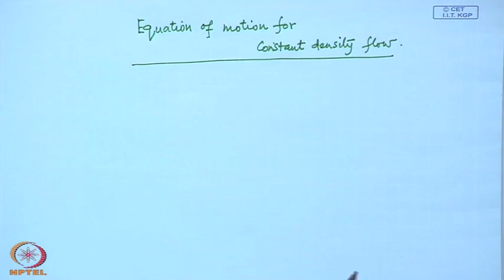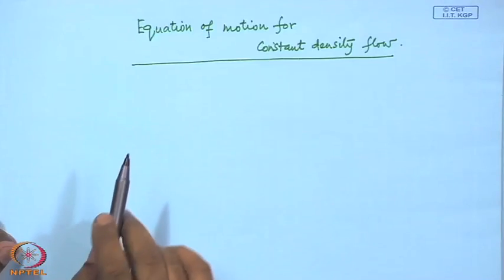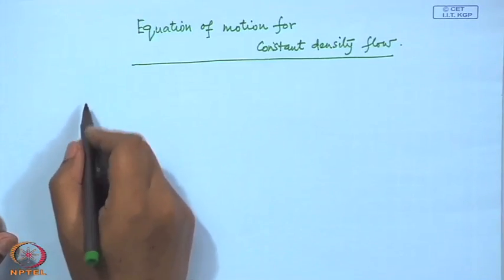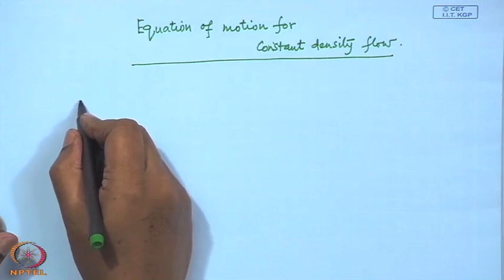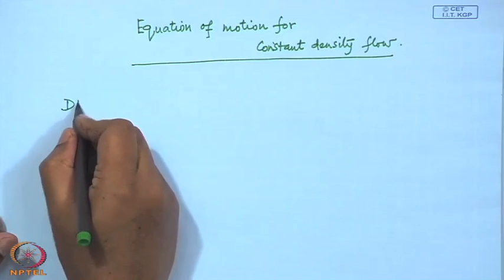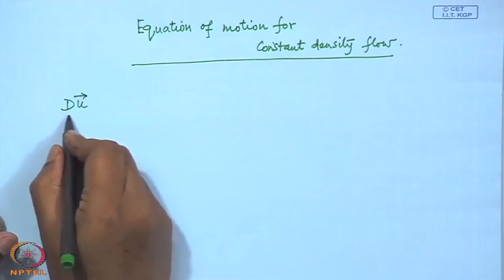Okay. By the way, when we say equation of motion, we actually mean all three equations: the mass conservation equation, the momentum conservation equation, as well as the energy conservation equation. But for the time being, we will only take the momentum conservation equation. The momentum conservation equation for constant density flow we can write in the standard vector form.